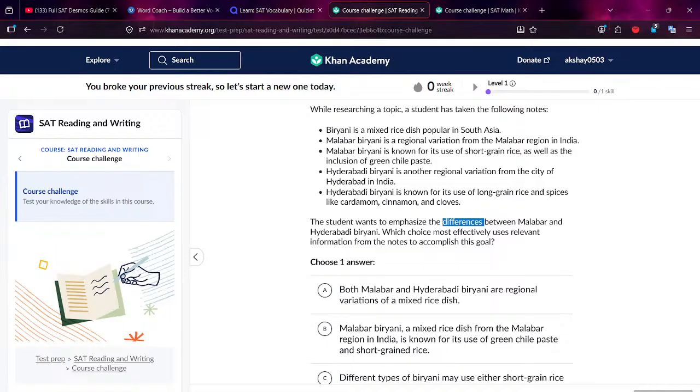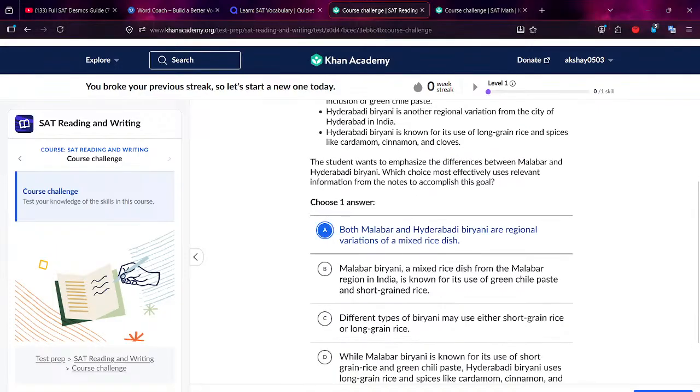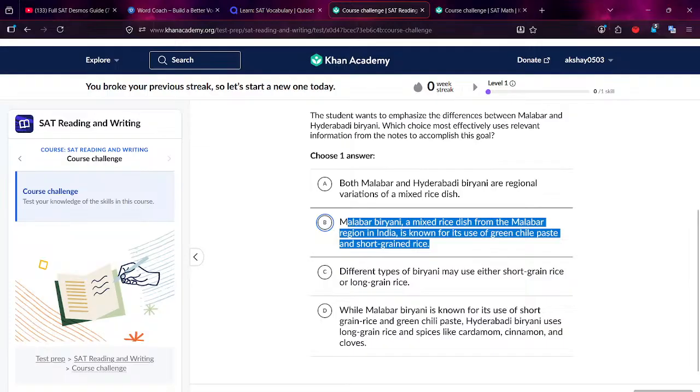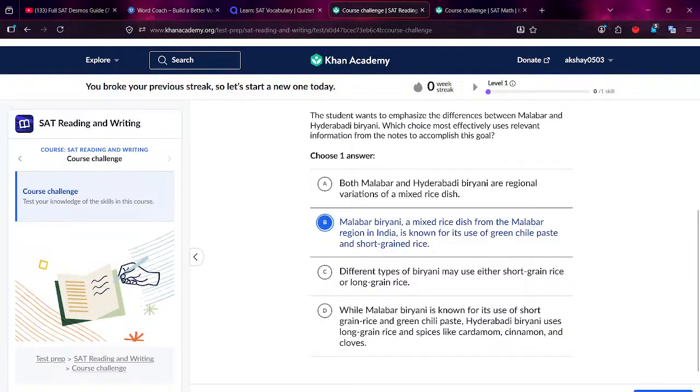So we can already say this one's not going to be our answer. Both is not going to be our answer. So let's look at these. This is not a difference, right? I mean, I guess it is. This is the most comprehensive. We just need to check if it's true. This isn't checking between these two specifically, right? And then we have Malabar biryani. So this one doesn't make sense too much either, because it's not saying a difference, it's just explaining one of them. So this one makes the most sense.